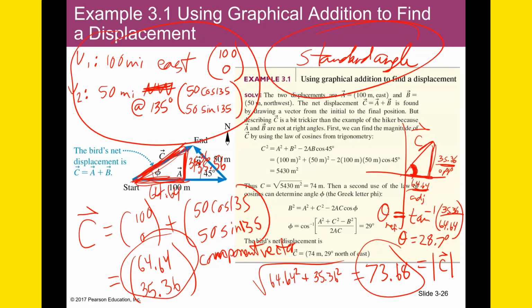Or if you wanted to give it as a cardinal direction angle, cardinal direction means like north, south, east, west, this would be 28.7 degrees north of east. So here is where the example itself, they list it as a magnitude and a cardinal direction angle. 74 meters, 29 degrees north of east, which they just rounded 28.7 to 29.